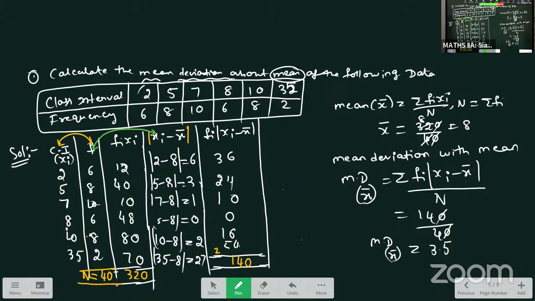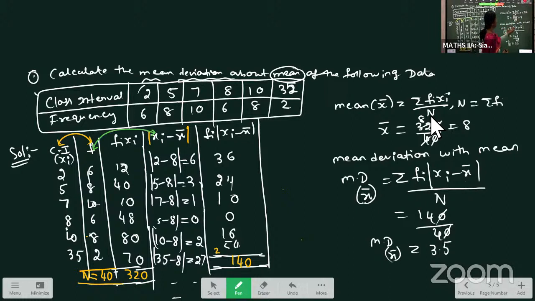Once again, grouped data is given. The question is we have to find the mean deviation about mean. So first take class interval as Xi and frequency as the F column. For finding grouped data mean, we have sigma Fi Xi by capital N. Immediately find the Fi Xi column by multiplying Fi and Xi. Altogether, we will be getting the value 320. Then sigma Fi Xi is 320 by capital N value 40. So we are getting mean as 8.